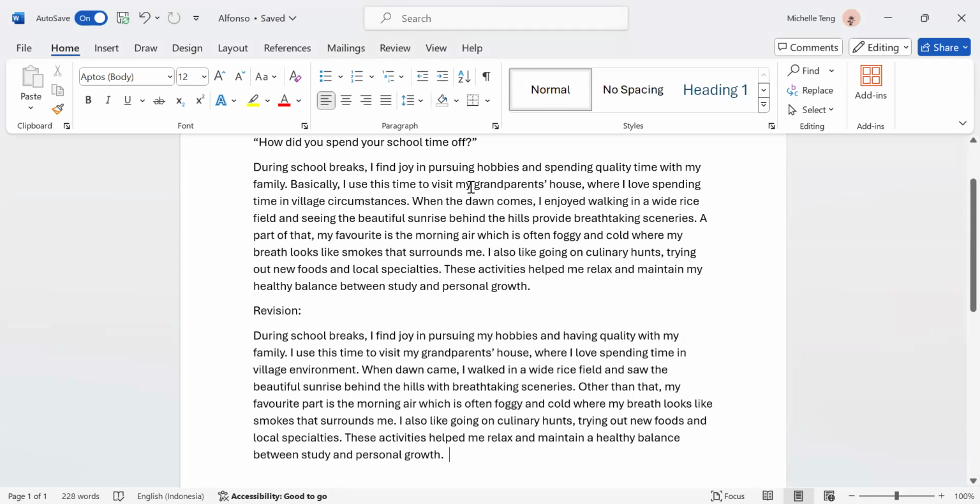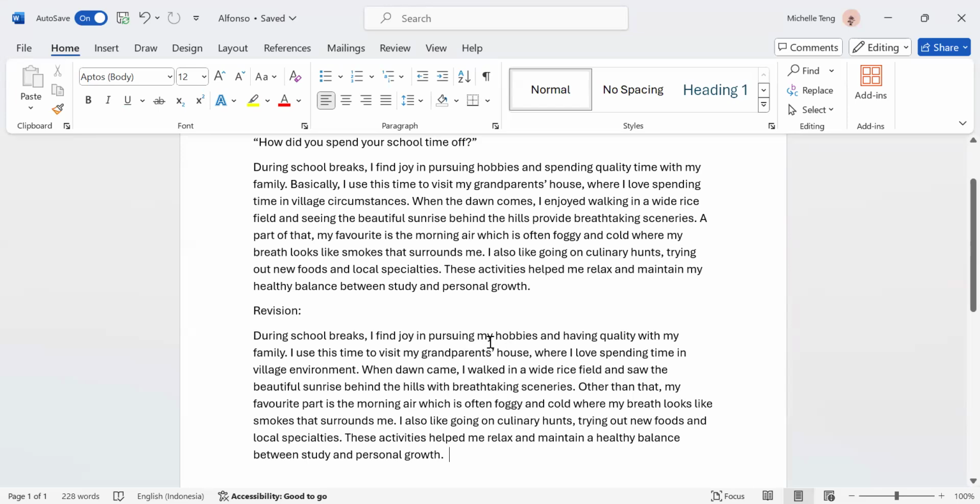During school breaks, I enjoy pursuing hobbies and spending quality time with my family. Once again, the first one right here is already correct. You added a comma right here because we are trying to define the dependent and independent clause, so it should be a comma right here.